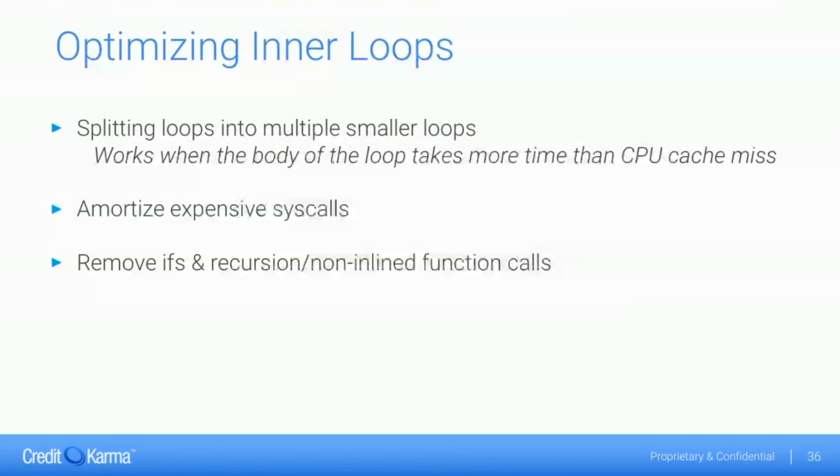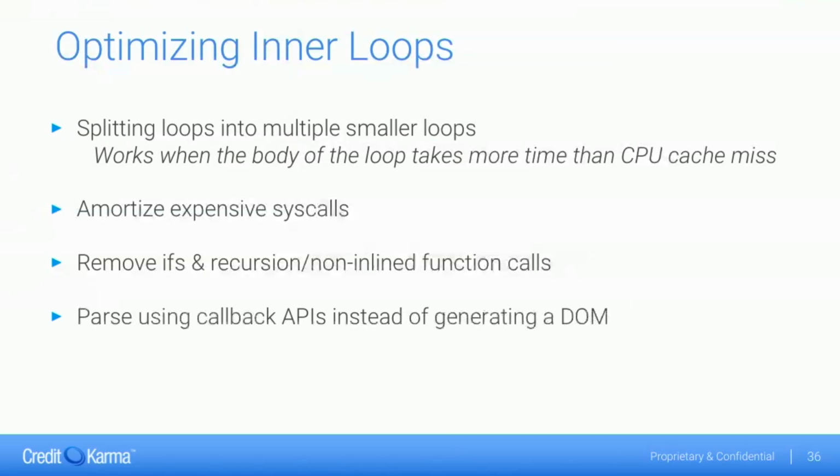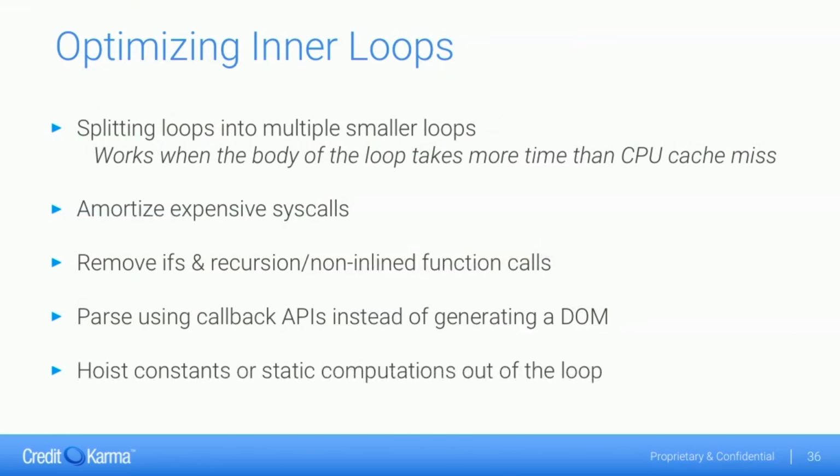Consider using an API for parsing that does callbacks instead of giving you a DOM. The DOM uses a lot of memory. Callbacks are just going to use as much memory as they need to perform that particular callback and then free that memory or reuse that memory. They're generally a lot more efficient. And then you want to hoist constants and static computation out of that loop. The compiler will hoist simpler things for you, but there's only so much it can do.